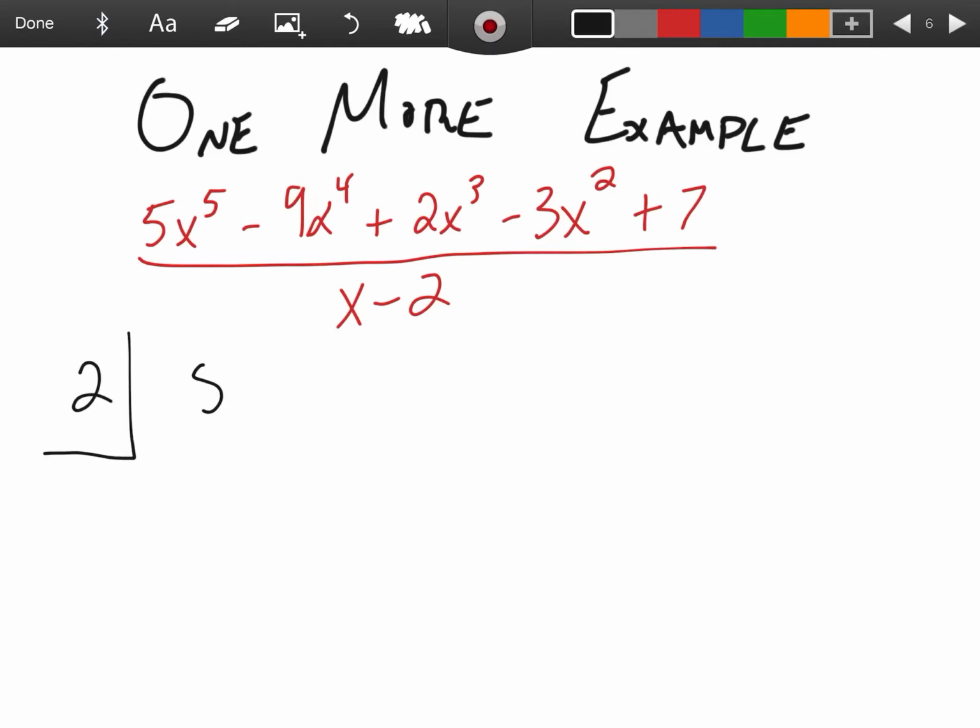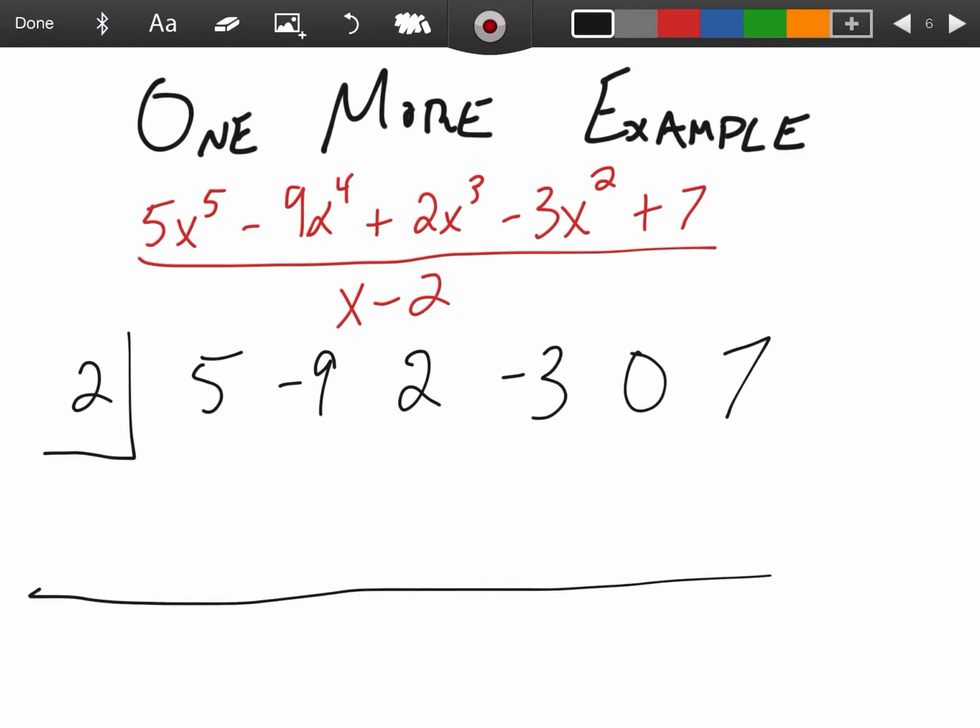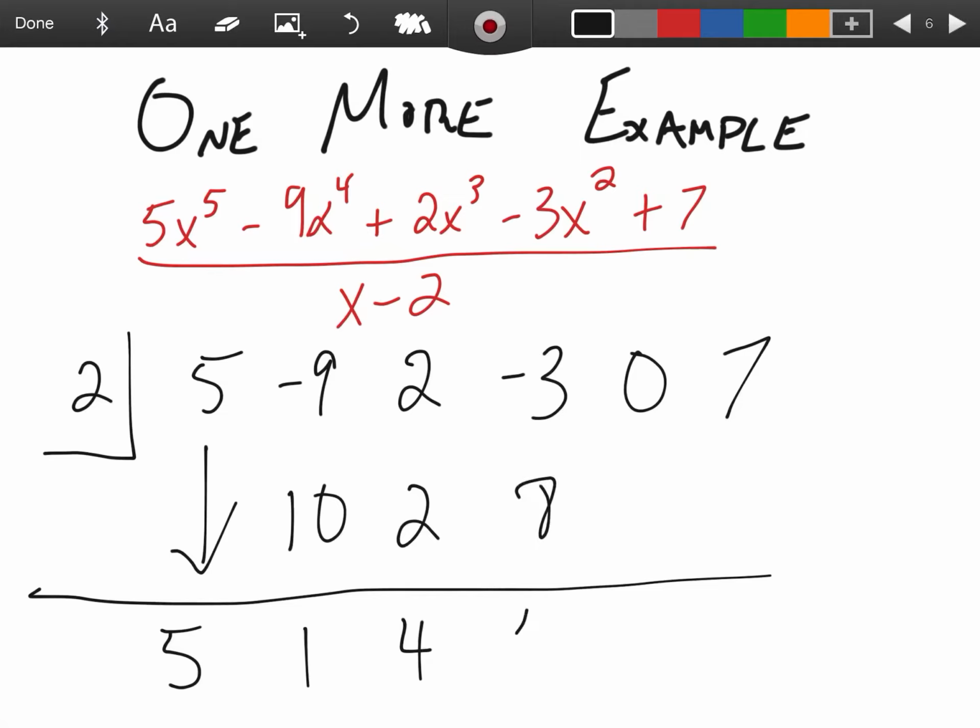Then take the coefficients of the dividend and put them across the top row. I have 5x to the 5th, negative 9x to the 4th, 2x cubed, negative 3x squared, 0x, don't forget placeholders, plus 7. I draw a line down below. I drop down the 5. Then I multiply. 5 times 2 is 10. Add. Negative 9 plus 10 is 1. Multiply. 1 times 2 is 2. Add. 2 plus 2 is 4. 4 times 2 is 8. Negative 3 plus 8 is 5. 5 times 2 is 10. 0 plus 10 is 10. 10 times 2 is 20. 7 plus 20 is 27.